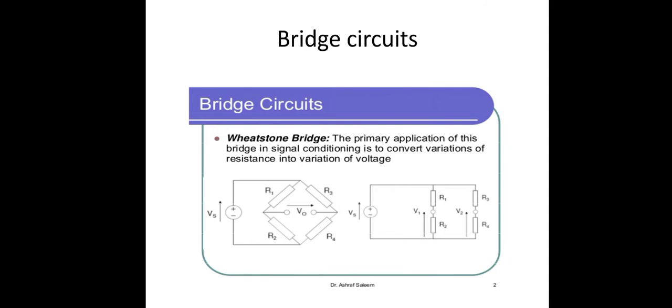The null and deflection methods are both used. In the deflection method, a calibrated meter is needed, and if an error is introduced, the meter reading changes. In the null method, variable resistors are used. That is the main difference between the deflection method and the null method: deflection methods use a calibrated meter reading, and the null method uses variable resistors.